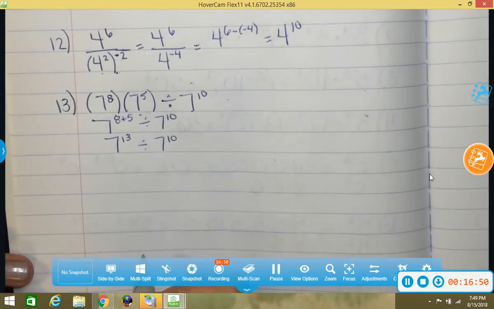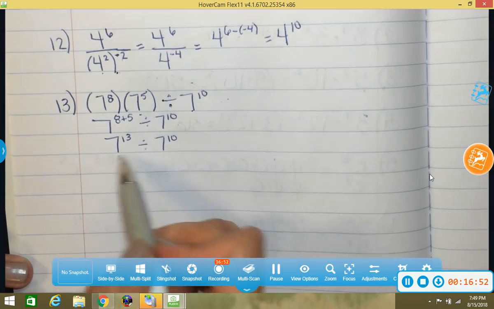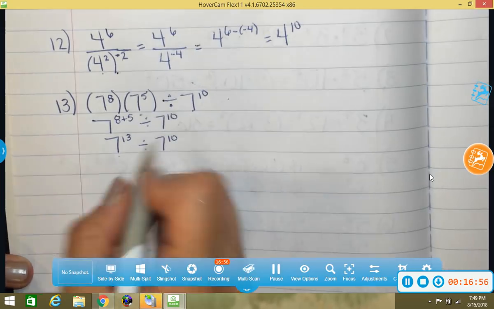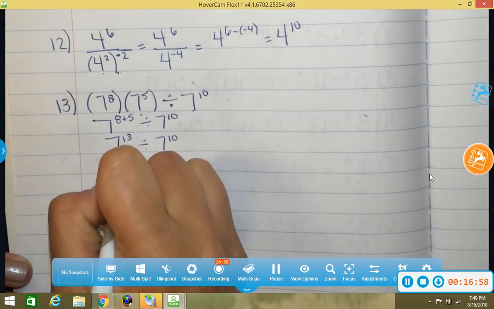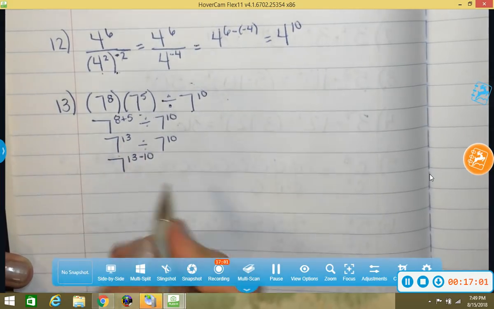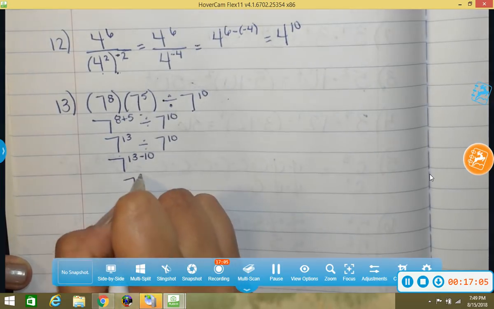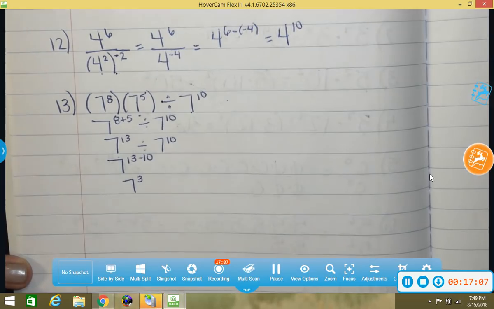We know that they're like bases being divided, so we know we have to subtract our exponents. 7 to the 13 minus 10 power. 13 minus 10 is 3. 7 cubed, or 7 to the 3rd power, is your answer.